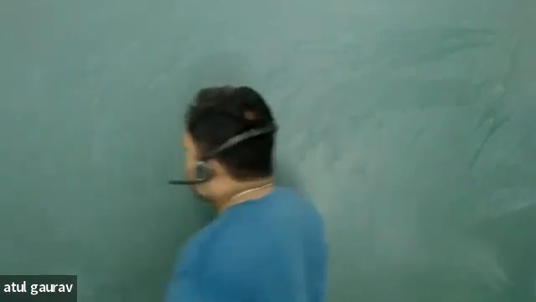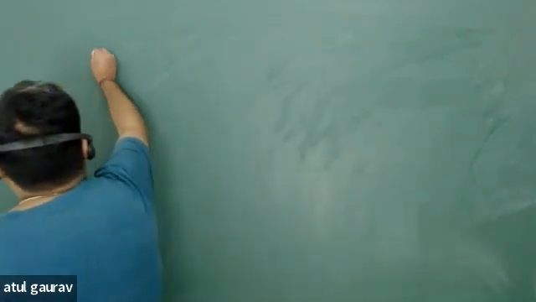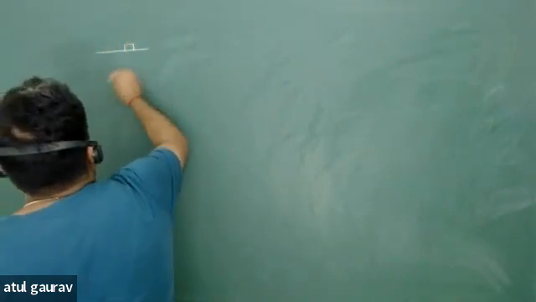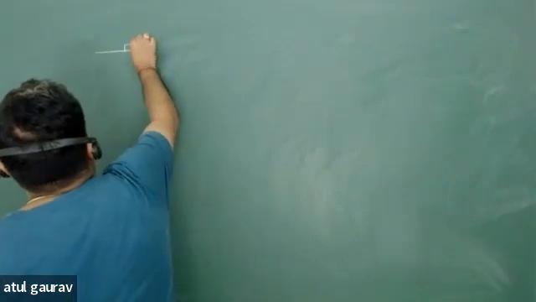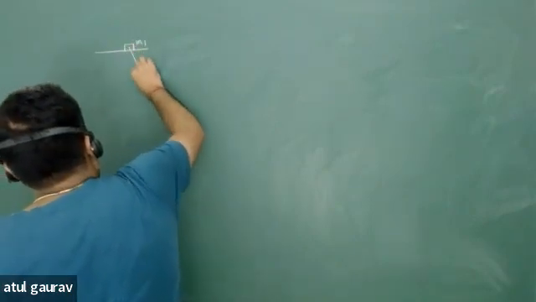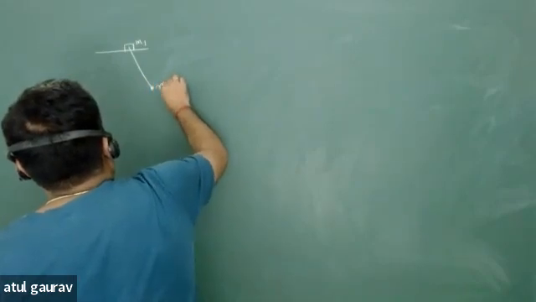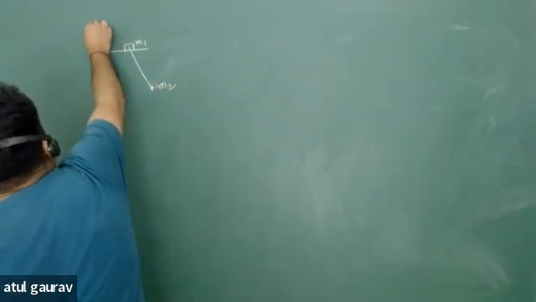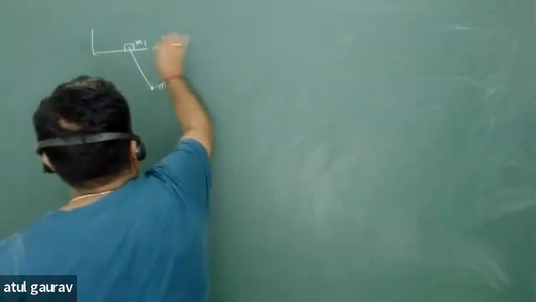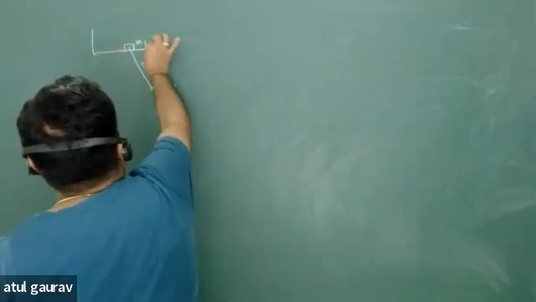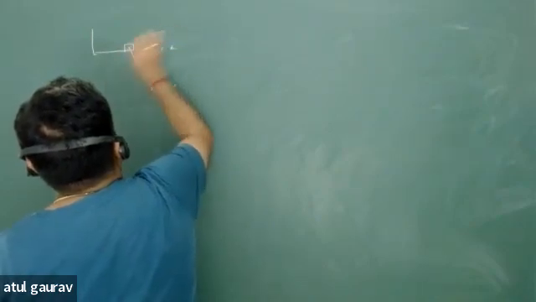Moving pendulum is very interesting. This is my M1 mass. And there is a rod, and this is a massless rod. And this mass is M2. And M1 is constrained, and this length is L. M1 is constrained to move in X direction.